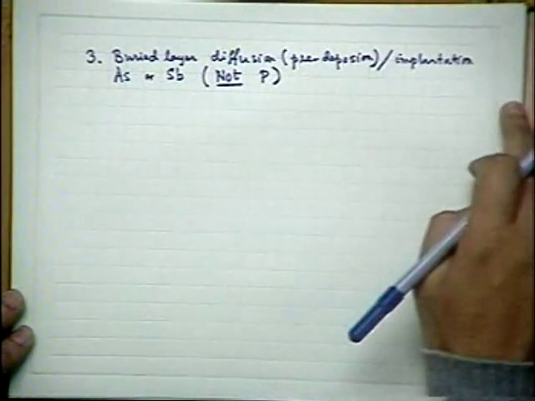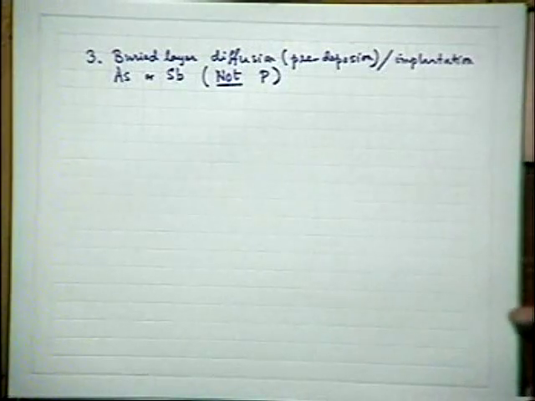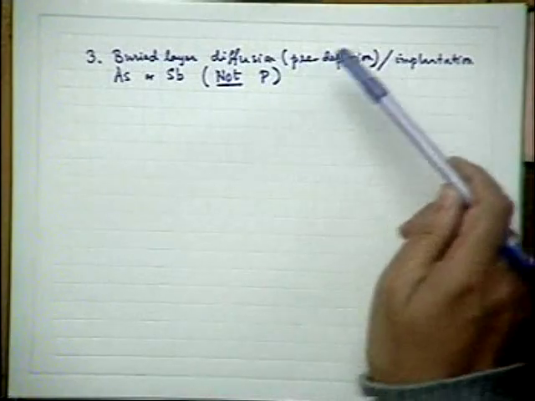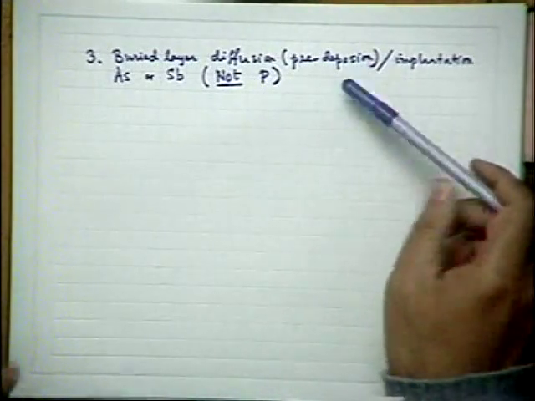No photolithography is involved here, as the windows are already etched. The only thing is you introduce the wafer into a high temperature furnace or an implanter to introduce arsenic atoms or antimony atoms, but never phosphorus atoms for this particular step. Please remember this.